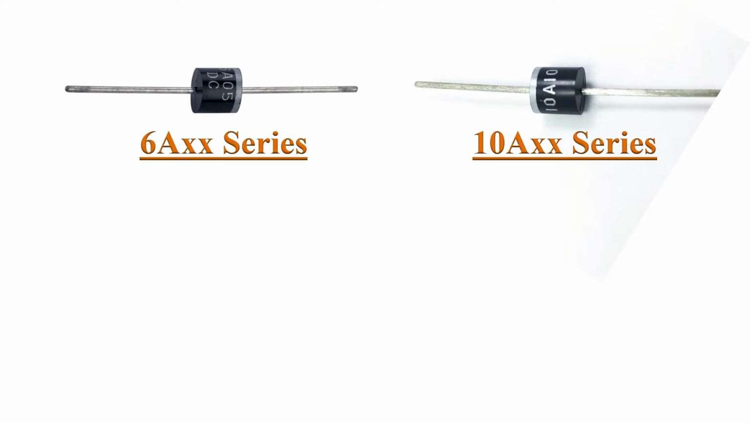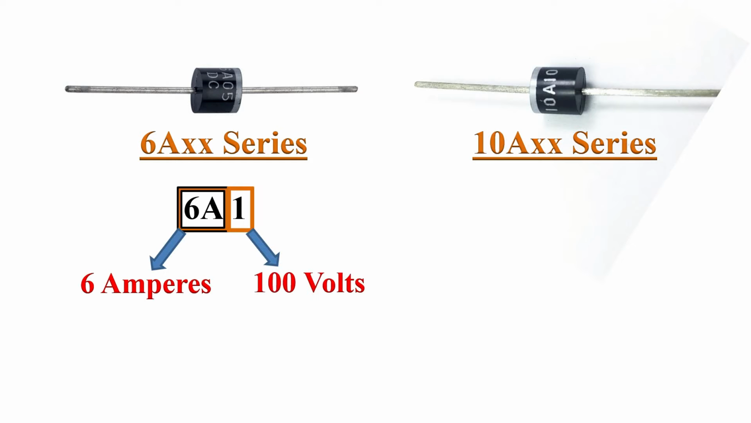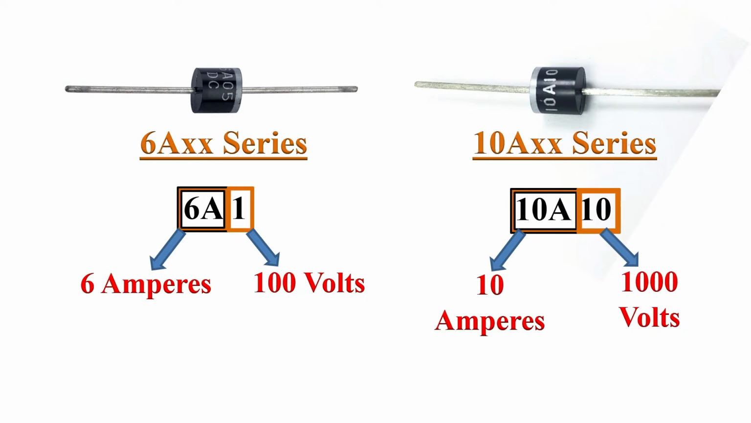respectively. If the code written on a diode is 6A1, the first two characters 6A define its current rating of 6 amperes, and the last digit 1 denotes its voltage rating in multiples of 100, that is 100 volts. Likewise, code 10A10 defines 10 amperes and 1000 volts rating.